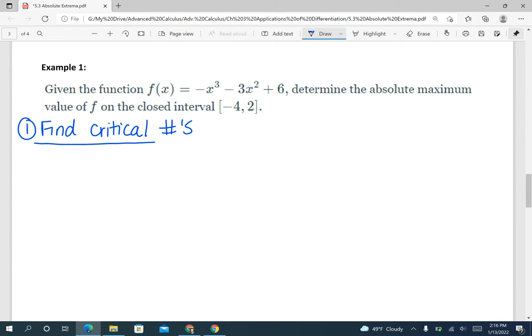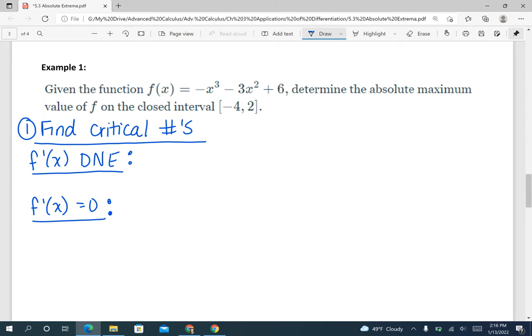And critical numbers happen where either f prime of x does not exist, or when f prime of x equals 0. So first of all, I need to find f prime of x. So I'll take the derivative of f. It would be negative 3x squared minus 6x plus 0.